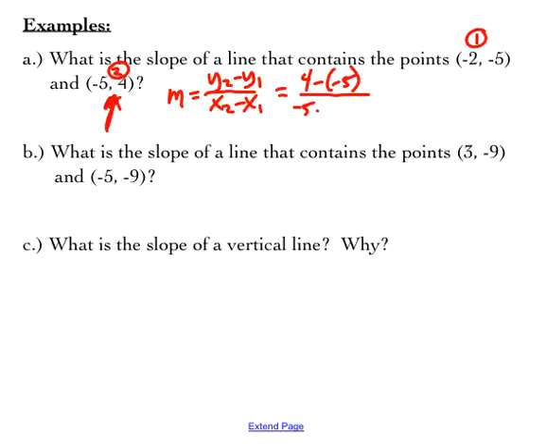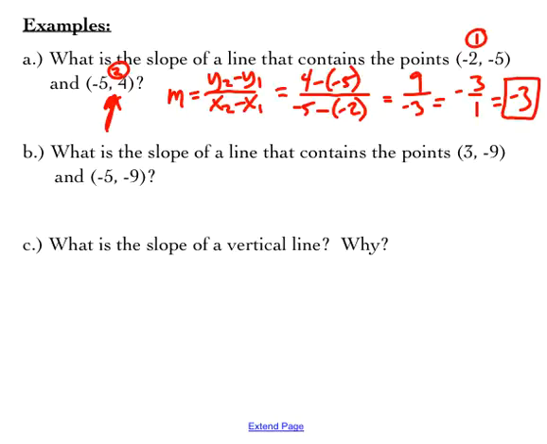So it'd be -5 minus -2, which when you simplify will be 9 over -3, which of course reduces to -3 over 1, or just -3.